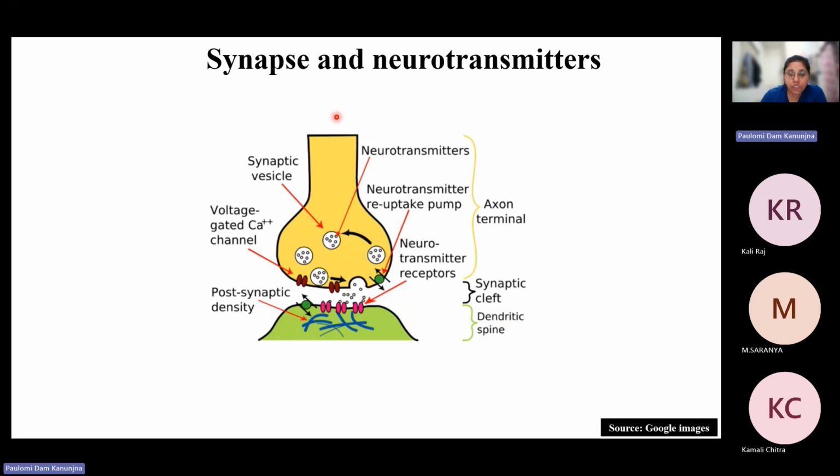The neuron gets the information and then transmits it to the next neuron. And that happens via the synapse. And it uses various neurotransmitters to transmit the information. Okay. So I tried to keep it very simple. So this is basically via the synapse. Okay. And it's basically a junction between two neurons.